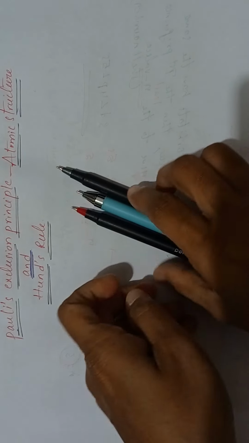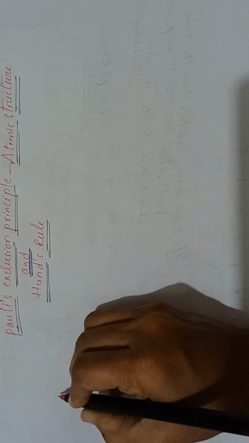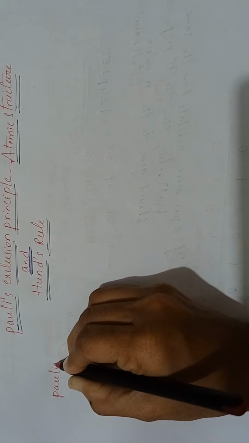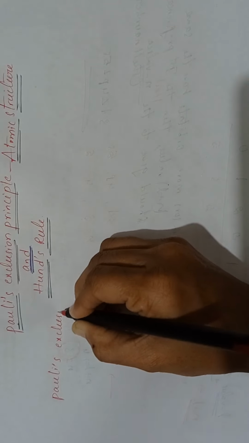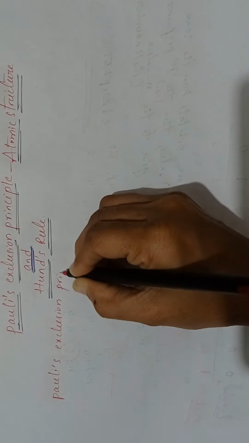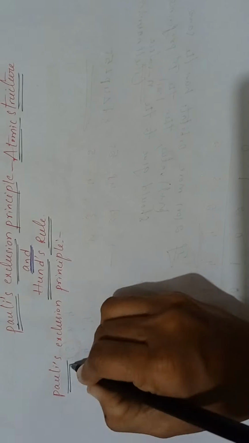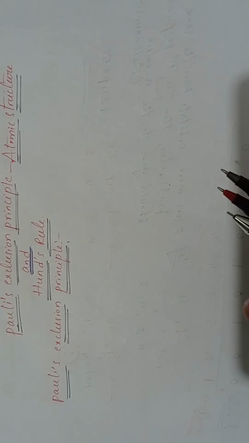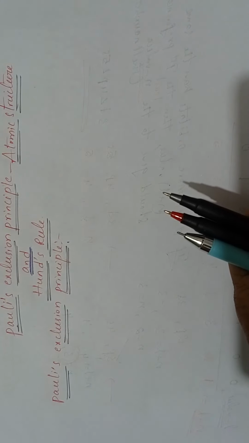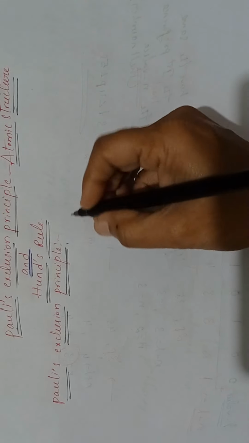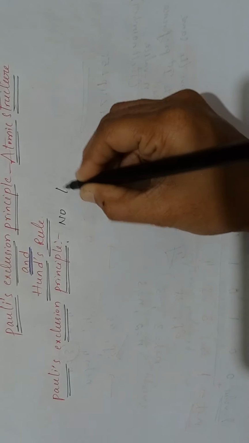Now, first of all, what is Pauli's exclusion principle? See, no two electrons in an atom can have the same set of values for all the four quantum numbers. No two electrons. What is the definition, students?